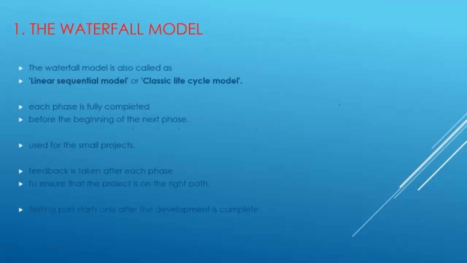First one, that is the waterfall model. Friends, the waterfall model is also called the linear sequential model or classic life cycle model. Each phase is fully completed before the beginning of the next phase. It is used for small projects. In the waterfall model, feedback is taken after each phase to ensure that the project is on the right path. And also, the testing part starts only after the development is complete.